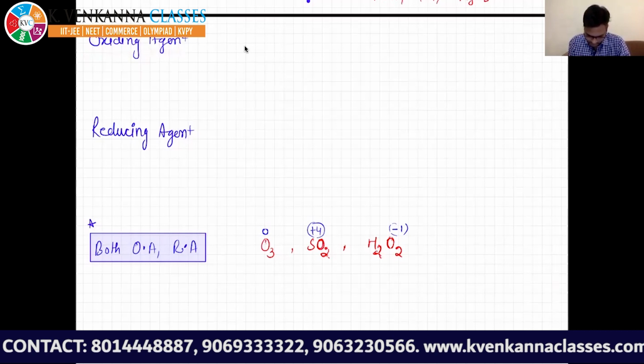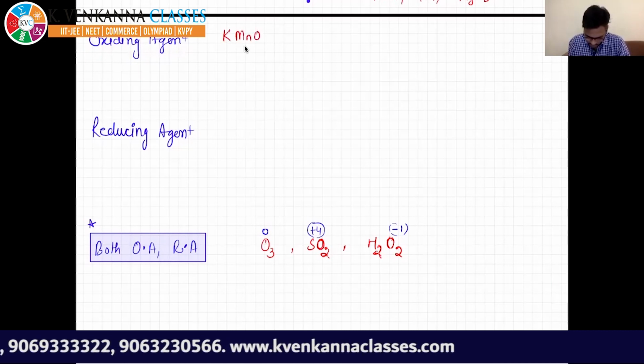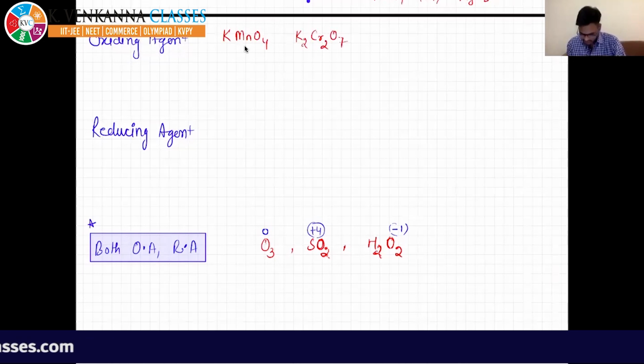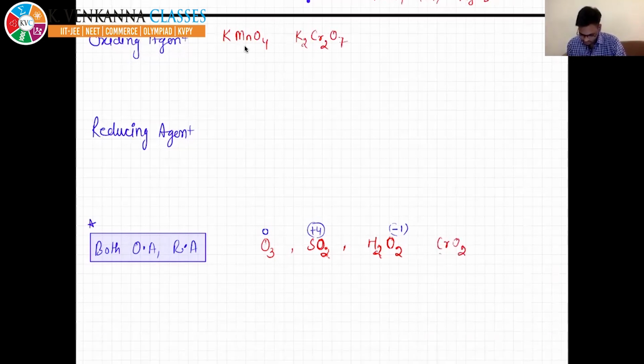These are very easy to remember. Oxidizing agents: KMnO4, K2Cr2O7, you can also write CrO2, and HNO3. If you find in this case Mn is present in +7, in chromium it is +6, in each it is the maximum. You can find out this is the maximum. So KMnO4, K2Cr2O7, HNO3.